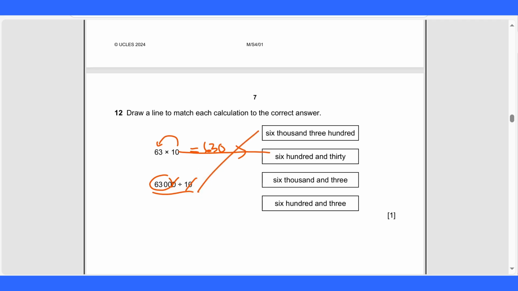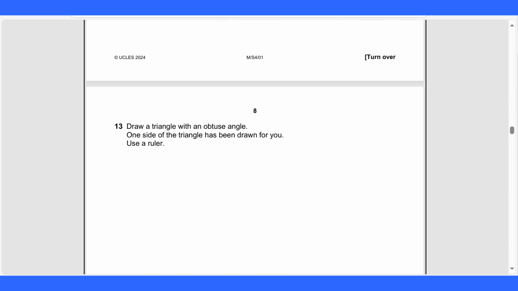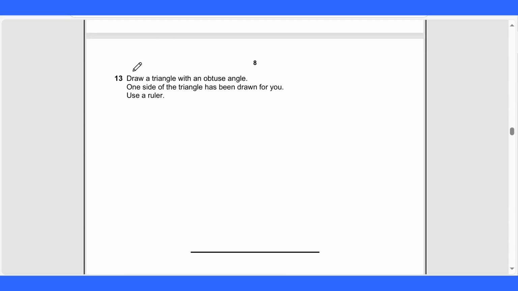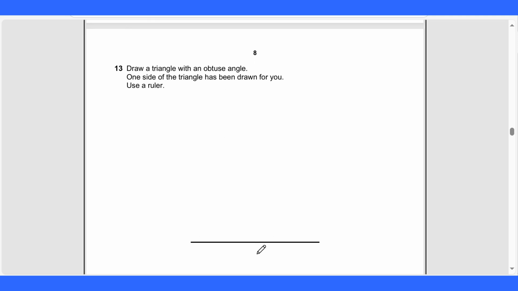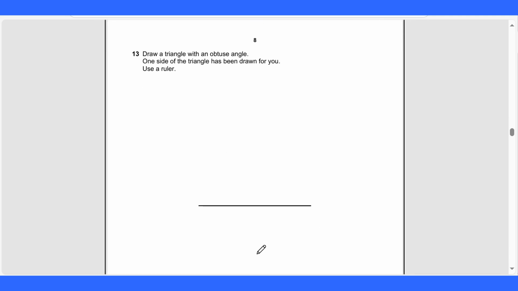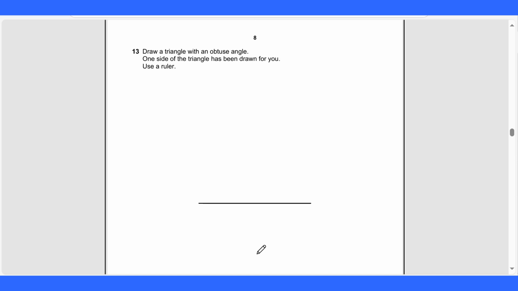Alright, let's move on. Number 13. Draw a triangle with an obtuse angle. One side of the triangle has been drawn for you here. So that's there. Then use a ruler. Alright, use a ruler. You can draw on a piece of paper.